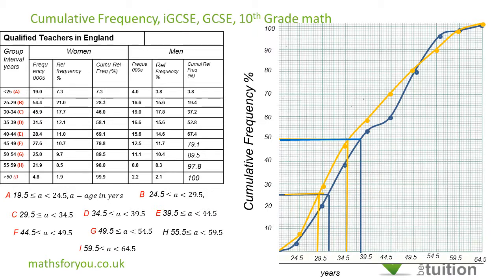Now for the upper quartile, we're looking at 75%. Again, this is where the relative frequency is very, very good. You don't have to do any calculation, just find 75%, and that's what you've got there for female and then for male. And then draw a vertical line down to the years, and that gives us the estimated upper quartile for the male teaching population, and the upper quartile for the female teaching population is there.